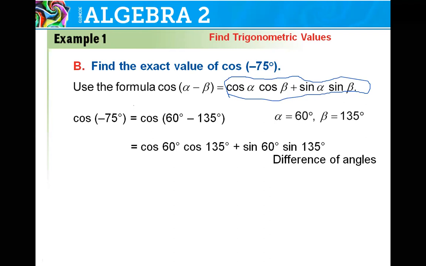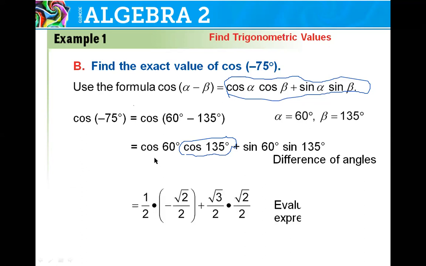Okay, we're going to calculate. Cosine 60 equals half. Cosine 135 means cosine 45, which is root 2 over 2. But here we are in the second quad, and in the second quad cosine is negative, so this value will be negative.